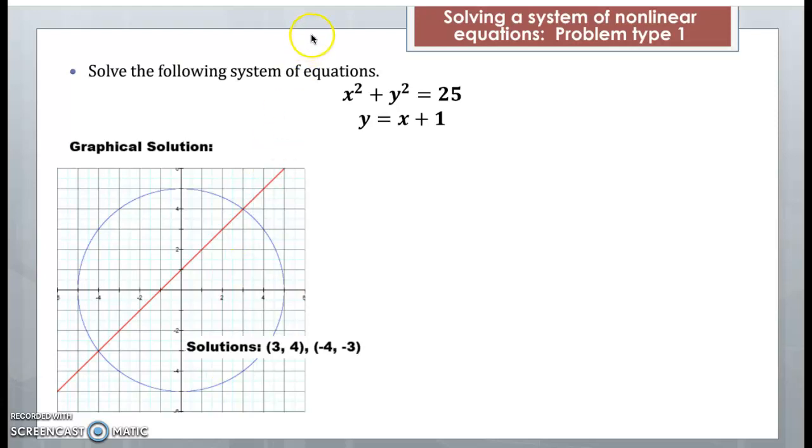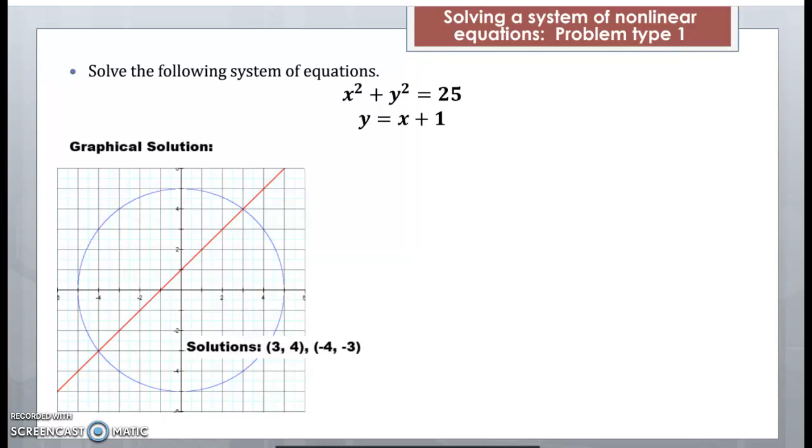Hey everybody, in this video we're going to talk about solving a system of nonlinear equations, problem type 1. For this type of problem we have two equations that were given: x squared plus y squared equals 25 and y equals x plus 1. This first one, if you remember, is a circle centered at (0, 0) with a radius of 5.